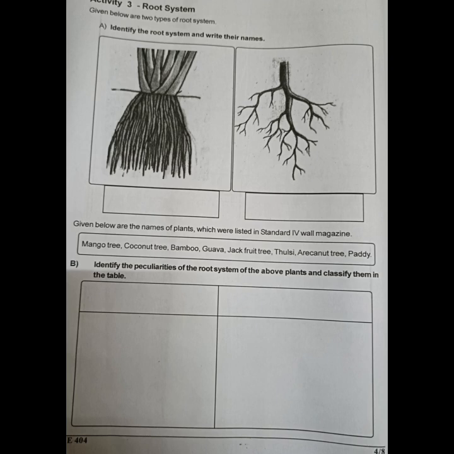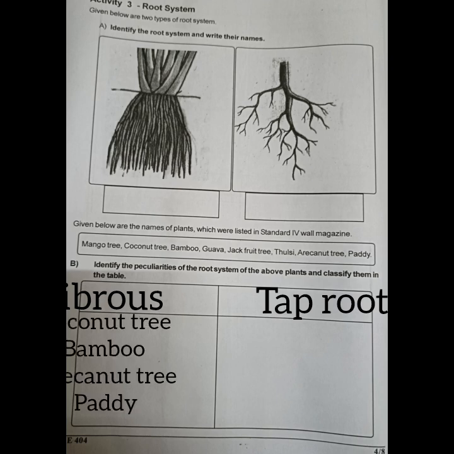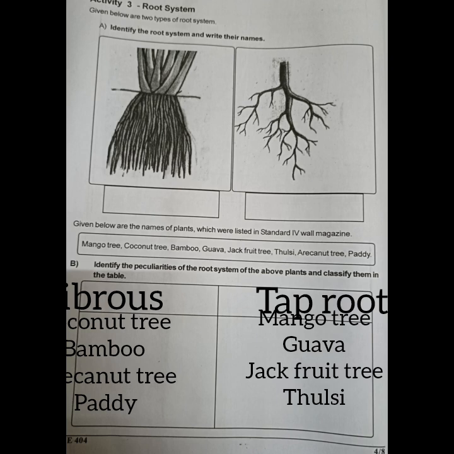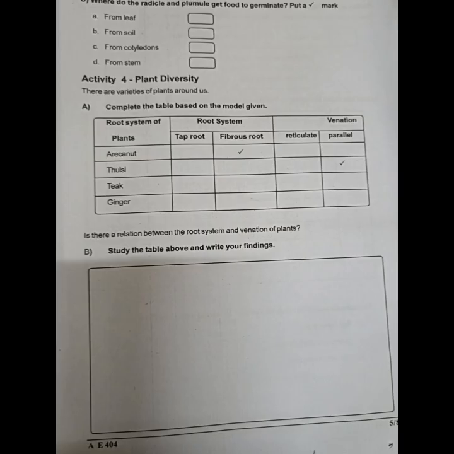Now first you should write in the first table fibrous root system. Next, taproot system. Then you should classify them. For fibrous root, you have coconut tree, bamboo, arecanut, paddy. For the taproot, you have mango tree, then you have guava, jackfruit tree, tulsi. So like that, you should classify them on the basis of their root system. Now let's move to the next question.